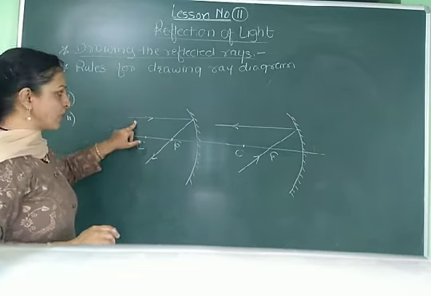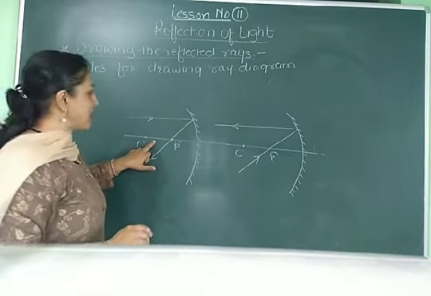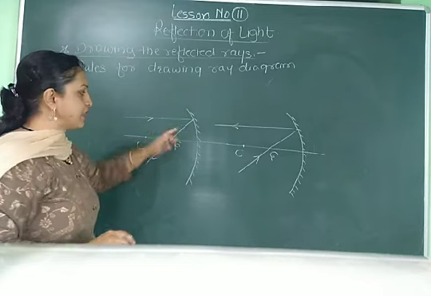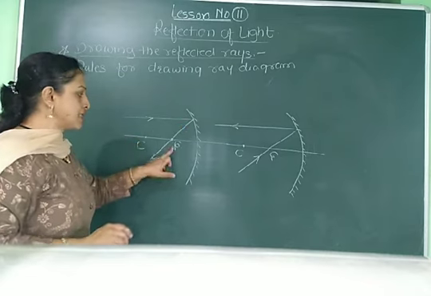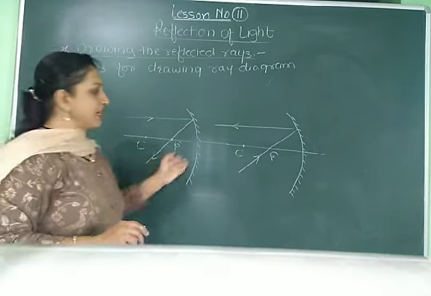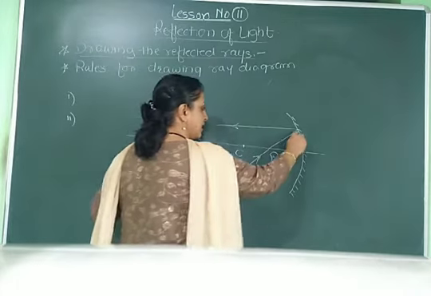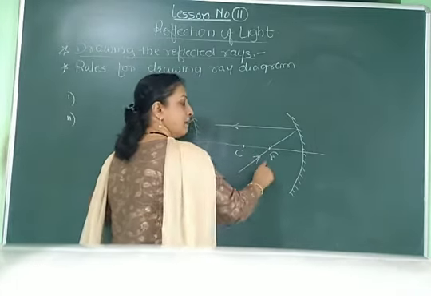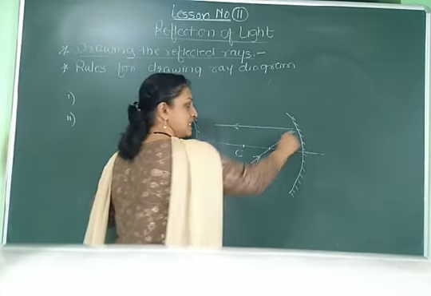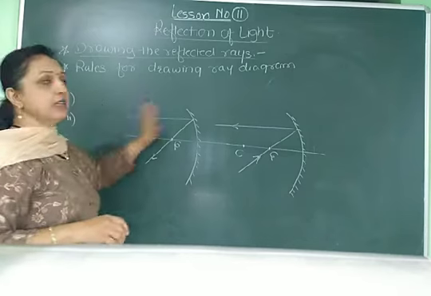In the first case, the incident ray is parallel to the principal axis, then after reflection it passes through the principal focus. And exactly the opposite condition is here. If the incident ray is passing through the principal focus, then after reflection it will move parallel to the principal axis. It means the vice versa of that statement. So these are the two laws in order to draw the ray diagrams.